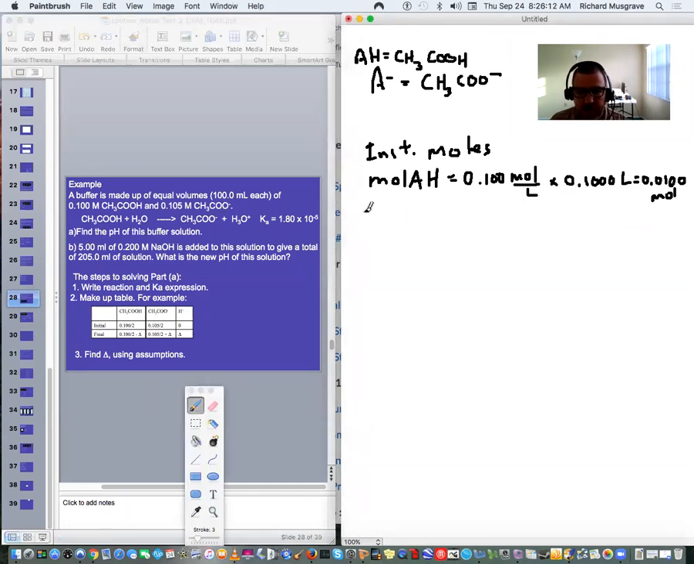So we're also going to do the moles of A minus. If you look at the problem, it's going to be 0.105 moles per litre times, again, the same volume, 0.1000 litres. And that comes out to be 0.0105 moles.